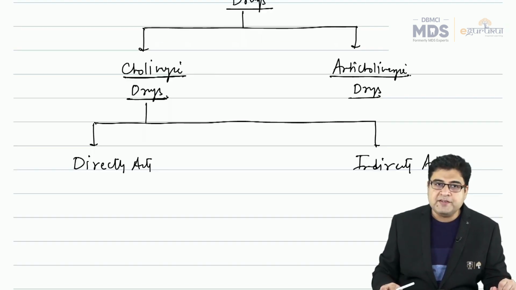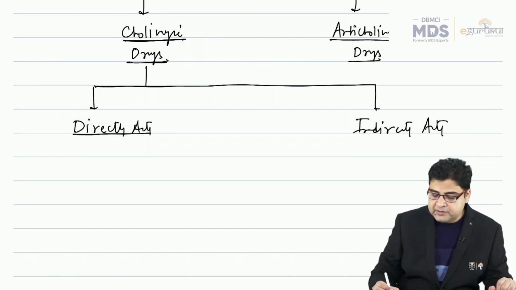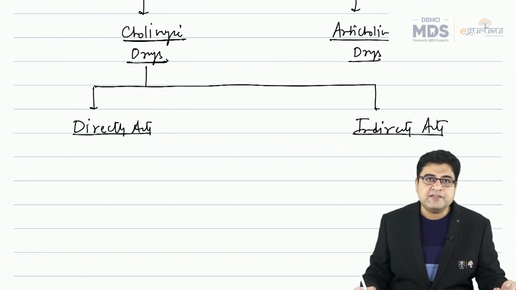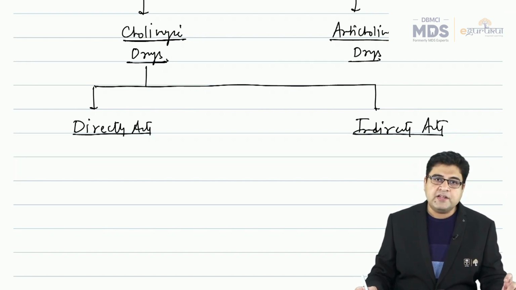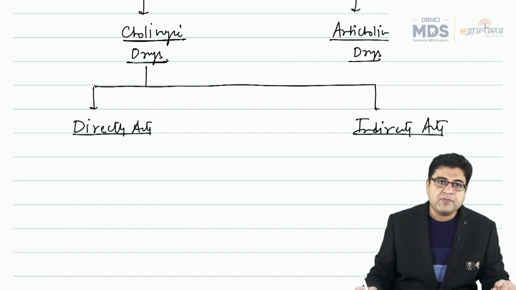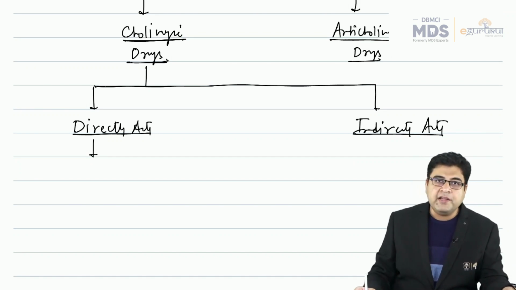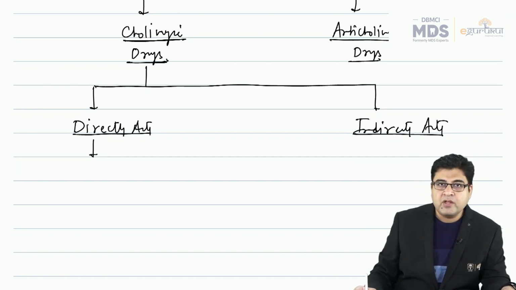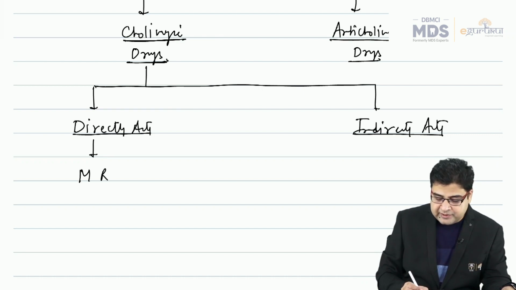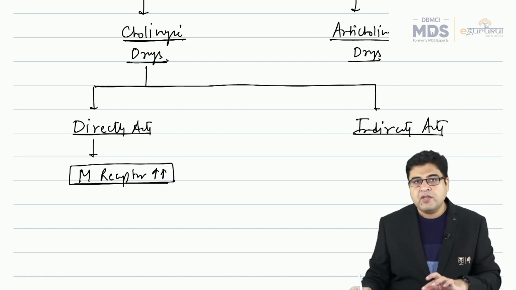So we have two types of medicines, directly acting and indirectly acting medicines. Now if we talk about directly acting medicines, these are those which will directly act on muscarinic receptors. Directly acting medicines are those which will directly come and act on the muscarinic receptor.